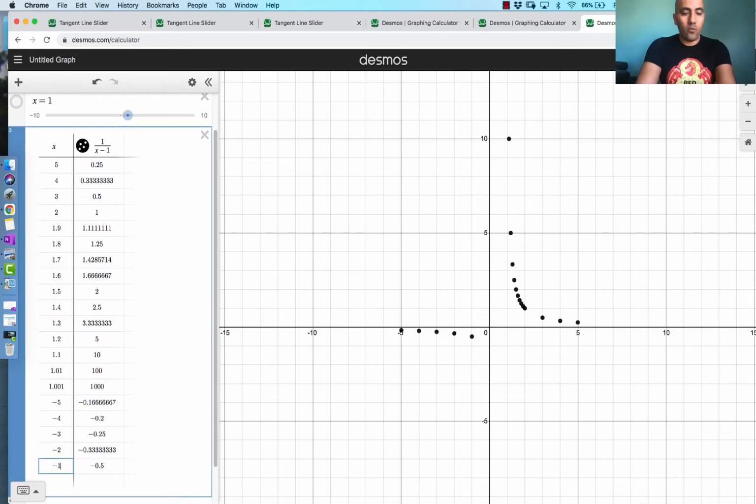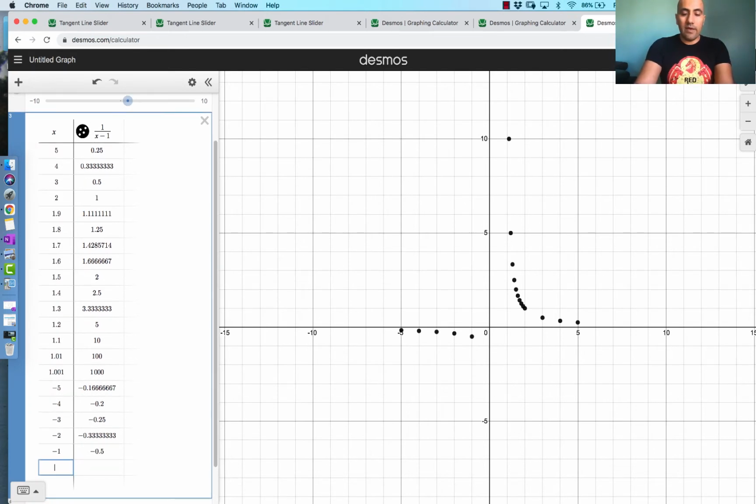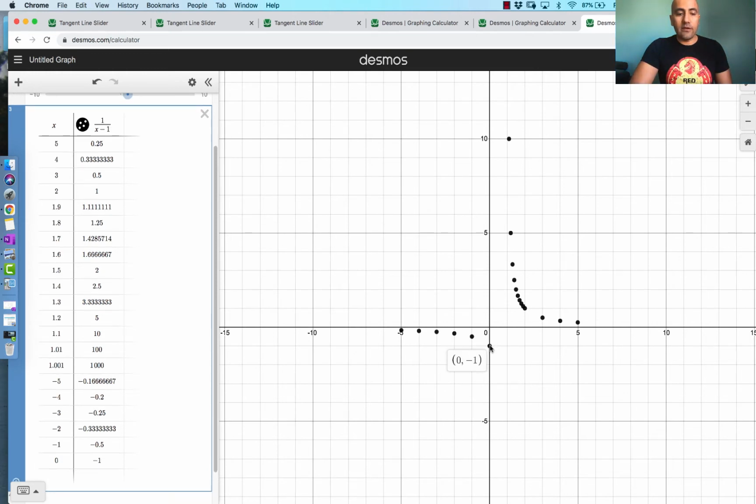About negative 1. About 0. Remember, you're allowed to plug in a 0. It's not that the 0 is in the domain of the function. You're allowed to plug in a 0. When we plug in a 0, we get 1 over 0 minus 1, which is just going to be negative 1. Okay, so that leads to this point right over there.